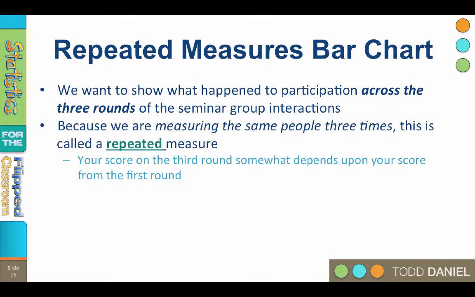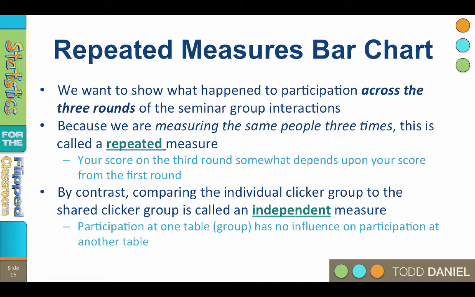Now, because we are measuring the same people 3 times, this is called repeated measure. As a participant, your score on the 3rd round somewhat depends on your score from the 1st round. For this reason, repeated measures are sometimes called dependent measures. By contrast, if scores in one group do not affect scores in the next group, then those groups are independent. When we are comparing the individual clicker group to the shared clicker group, that is called an independent measure. Level of participation at one table or one group has no influence on participation at another table.